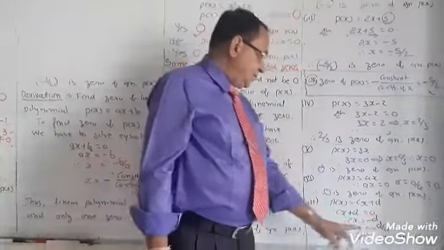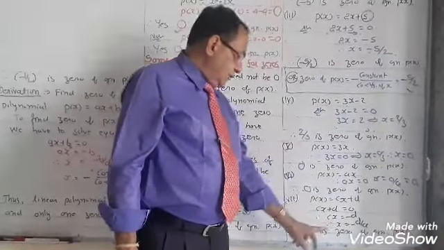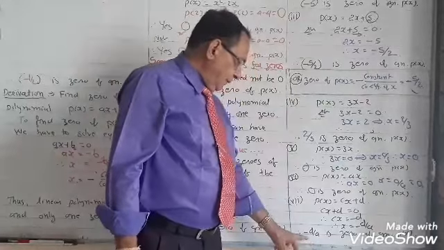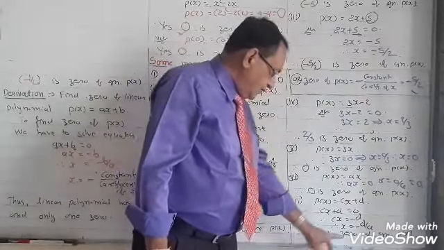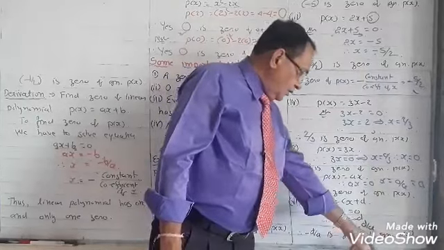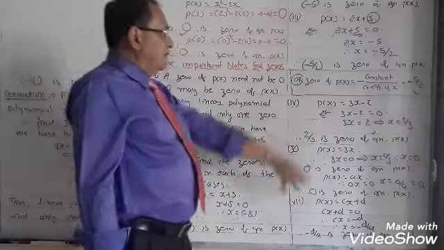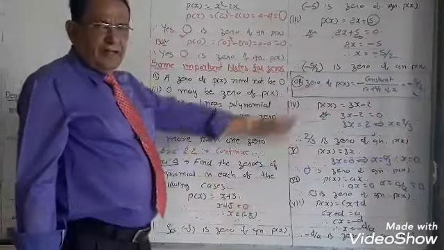p(x) is equal to cx plus d. cx plus d is equal to 0. cx is equal to minus d. x is equal to minus d upon c. Therefore minus d upon c is the zero of the given p(x). Here all the examples given are linear equations.